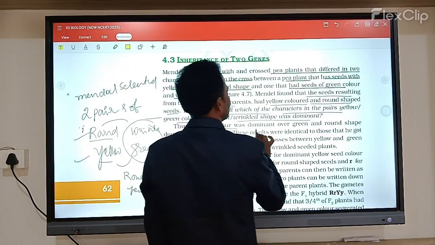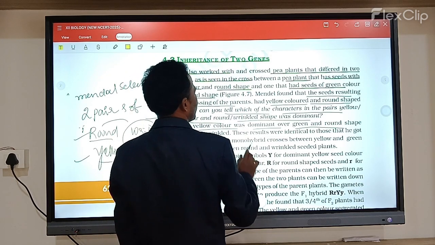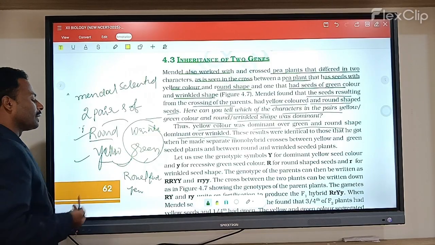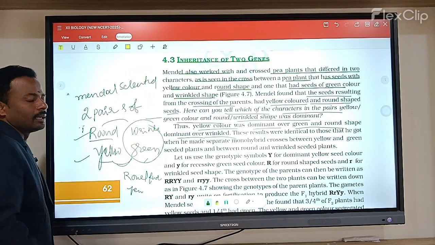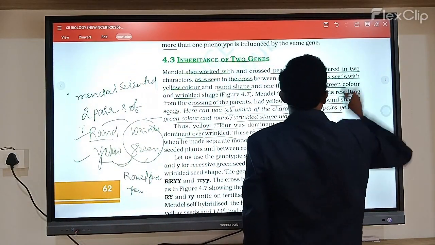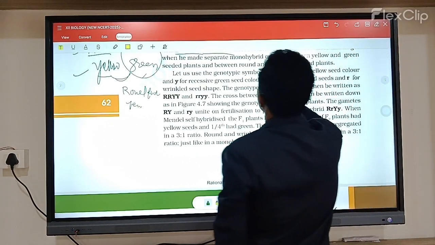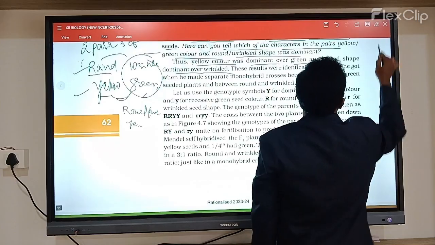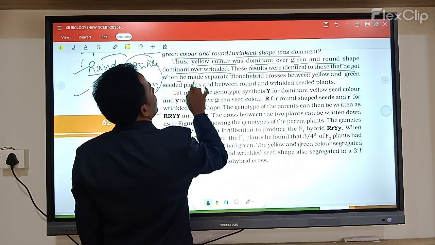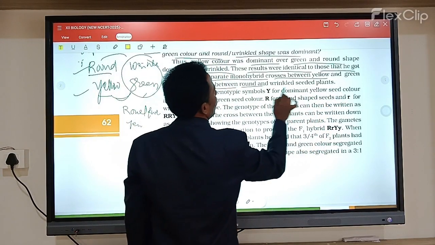Thus yellow color was dominant over green color, and round shape is dominant over wrinkled. So yellow is dominant, green is recessive, round is dominant, and wrinkled is recessive. These are the results that determine the outcome of separate monohybrid crosses between yellow and green seeded plants and between round and wrinkled seeded plants.